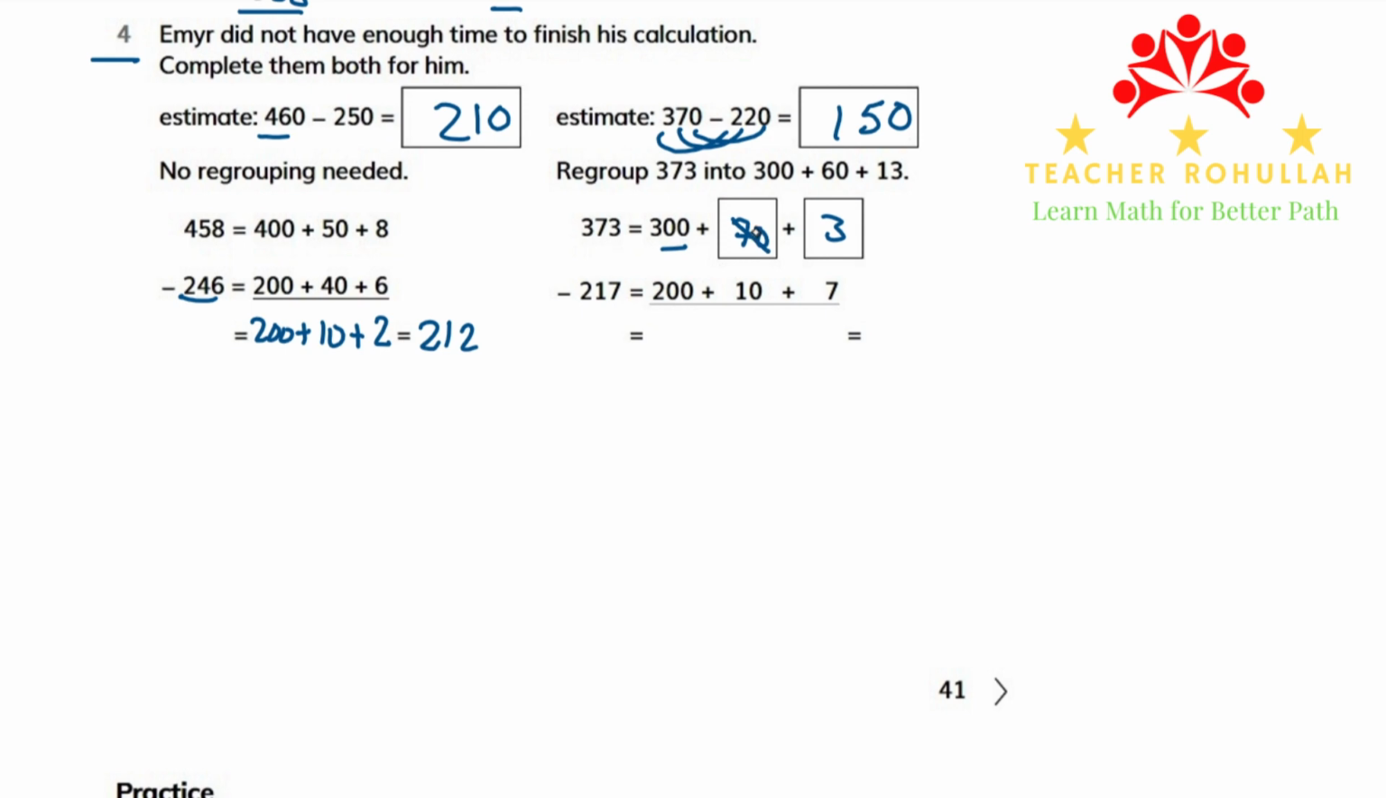If we borrow 10 from 70, 60 will be left here and we will have 13 here. 10 plus 3 is 13. 13 minus 7 is 6. Again, we have to give the plus sign here. And 60 minus 10 is 50. 300 minus 200 is 100. So the answer that we get is 100 plus 50 is 150 and plus 6 is 156. This means the answer is 156. We are done with question number 4 as well. Let me scroll down to move to question number 5.